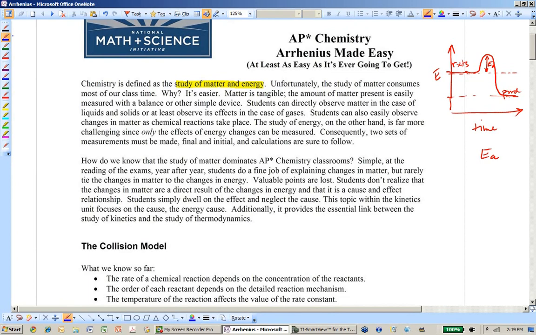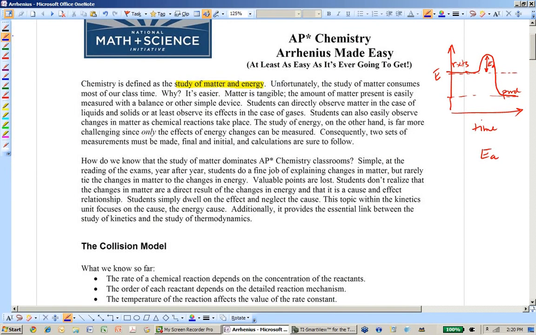So how do we know, we being the grown-ups, that matter dominates the AP Chemistry classroom? Well, it's simple. I was a scorer of AP Chemistry exams for many, many years, and at the reading, year after year after year, students do a fine job of explaining changes in matter, but rarely can wrap their head around, or more importantly, their vocabulary around, linking the changes in matter to the changes in energy. And so valuable points are lost on the free response. And I don't want that to happen to you. I want you to get rewarded because you have the guts and the fortitude to endure these recordings.